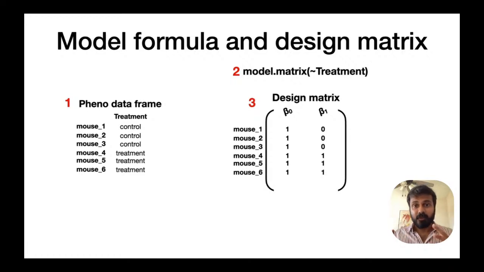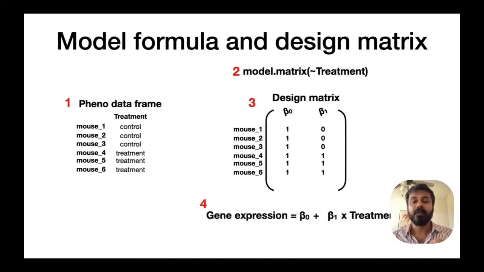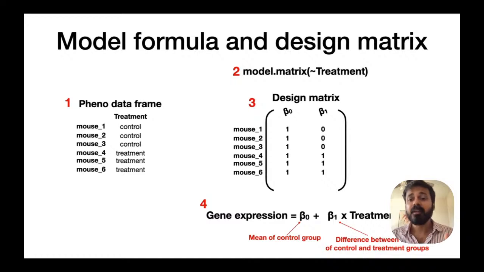Okay, so we use this model.matrix and information from our pheno data frame to produce this design matrix. We then use the design matrix to fit a model and estimate the values of the parameters of that model. So what does that model look like? It will look something like this. Gene expression is equal to beta zero plus beta one times treatment. And again, just to remind you, beta zero is the mean of the control group. Beta one is the difference between the two groups.